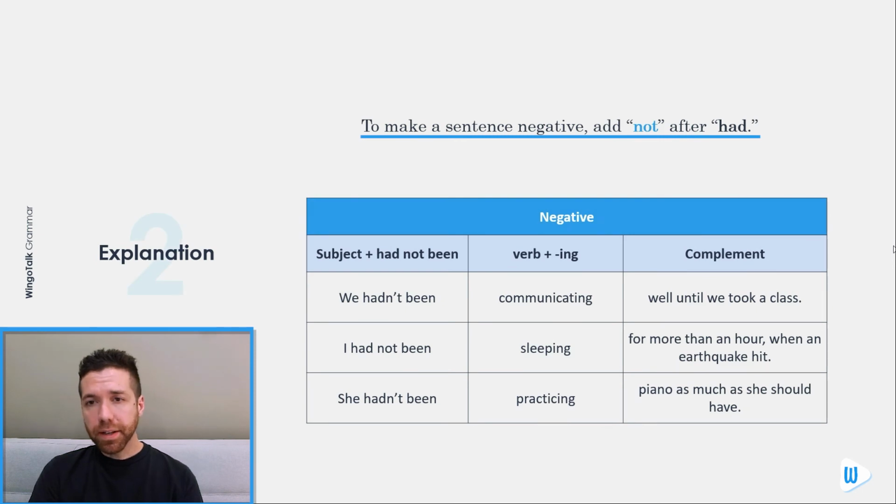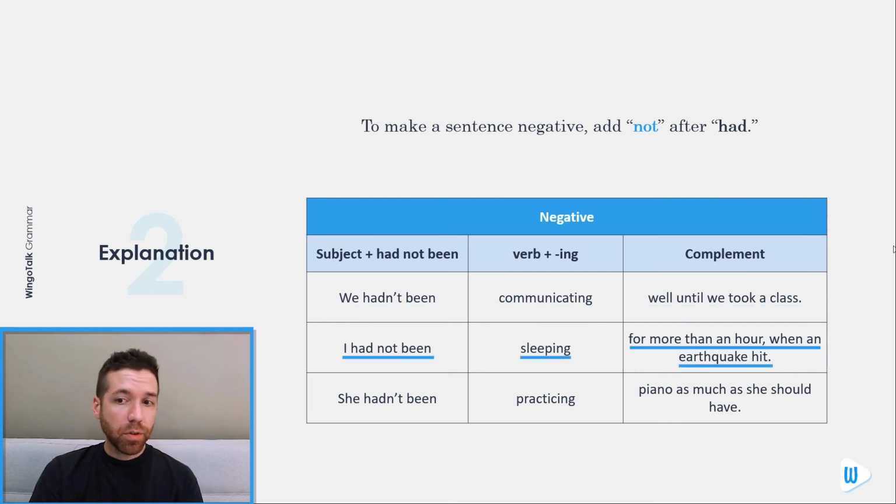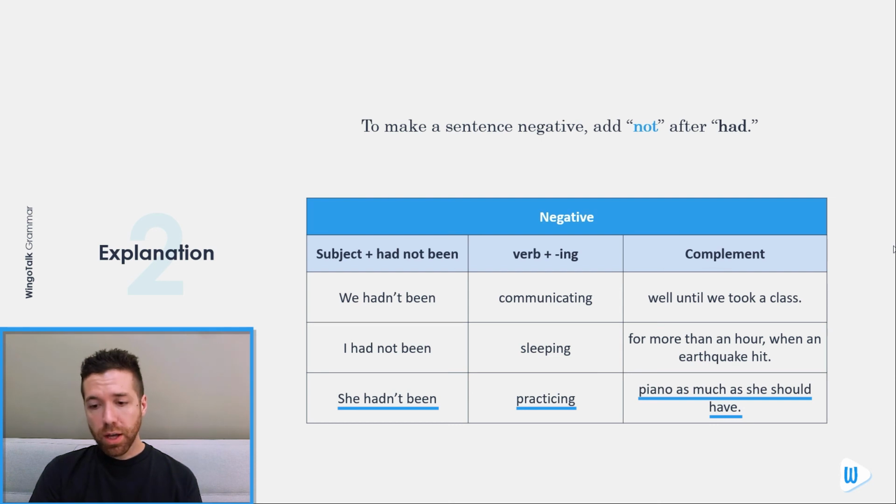To make a sentence negative, add not after had. We hadn't been communicating until we took a class. I had not been sleeping for more than an hour when an earthquake hit. She hadn't been practicing piano as much as she should have.